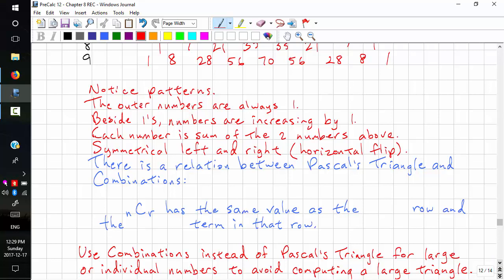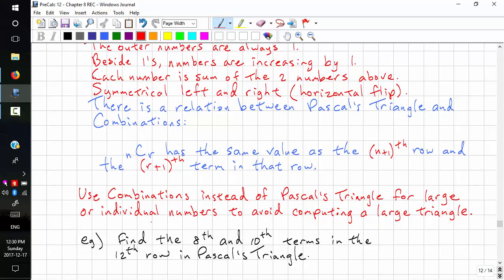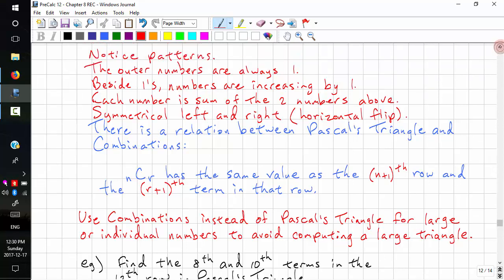We do want to note that there is a relation between Pascal's triangle and combinations. So n choose r has the same value as the n plus 1th row and the r plus 1th term in that row. If we have large values for the row numbers, we can avoid computing a large triangle, and we use combinations to do this. And we have to look at the ordinals.